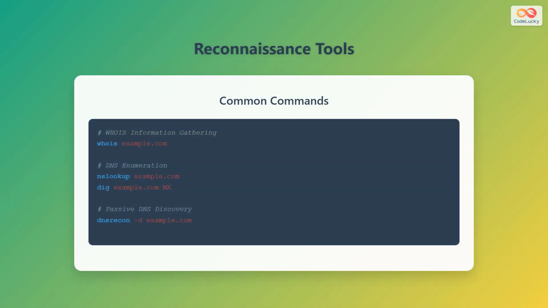Several command line tools are essential for effective reconnaissance. The WHOIS command reveals domain registration information, including contact details and registration dates. NSLOOKUP performs DNS queries to resolve domain names to IP addresses. The DIG command provides detailed DNS record information, especially useful for discovering mail exchange records. DNS Recon, with the -D flag, performs comprehensive DNS enumeration against a target domain. These tools form the foundation of any reconnaissance activity and are frequently mentioned in technical interviews.